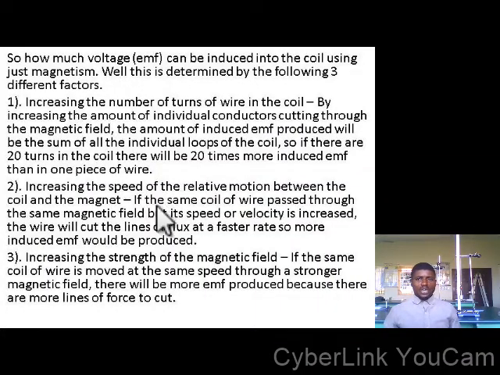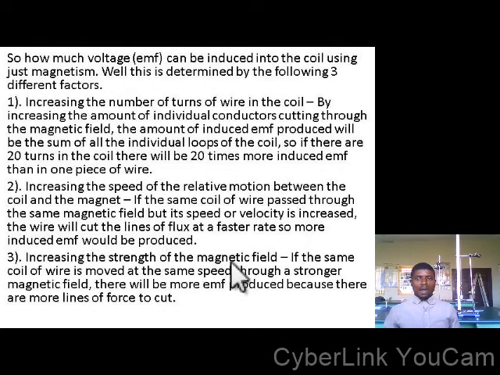Two, increasing the speed of the relative motion between the coil and the magnet. If the same coil of wire passes through the same magnetic field, but its speed or velocity is increased, the wire will cut the lines of flux, that is magnetic flux density, at a faster rate, so more induced EMF will be produced.